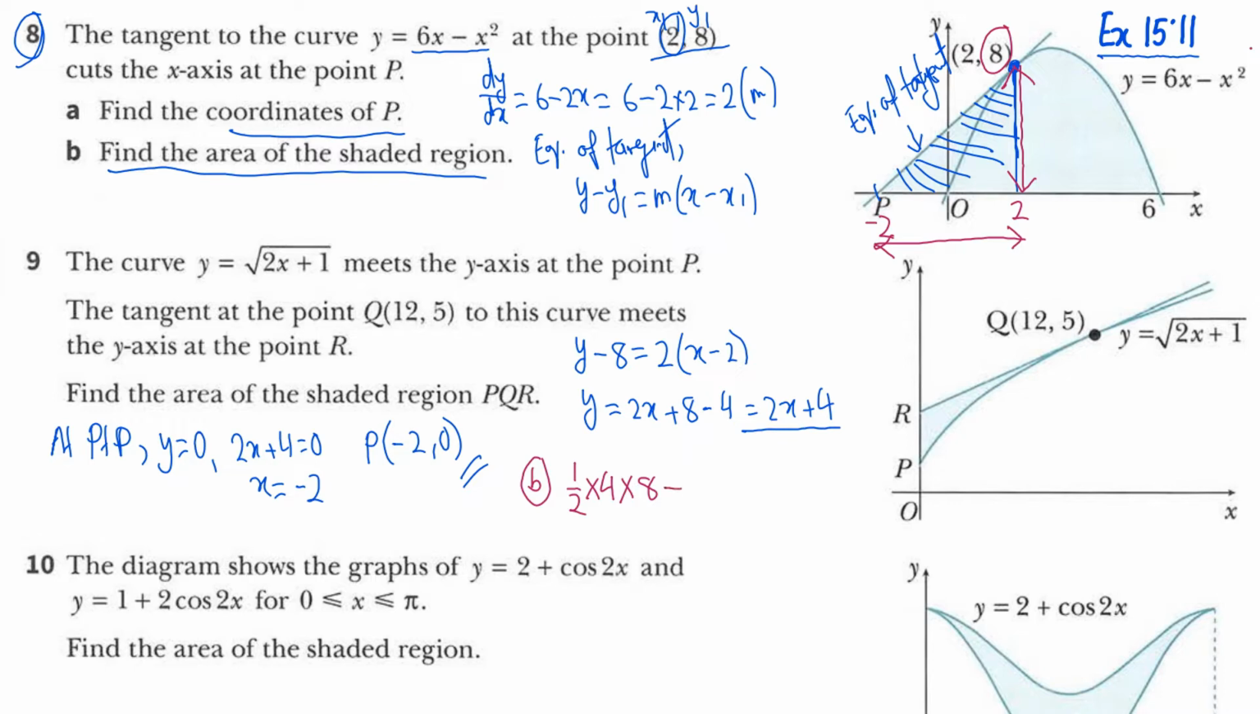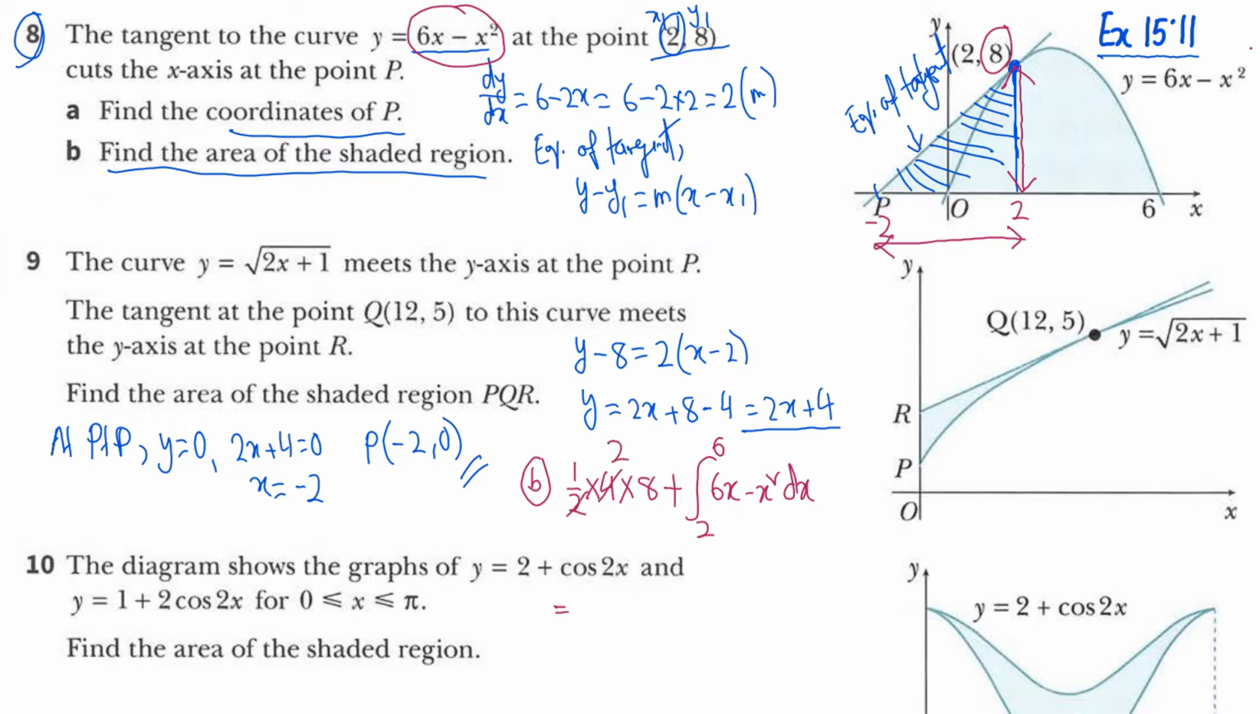Then the other part, the curve part, is 6x minus x squared. Under the curve there is no alternative except integration. So from 2 to 6 we have to integrate and put in our limits. Let me finish it.